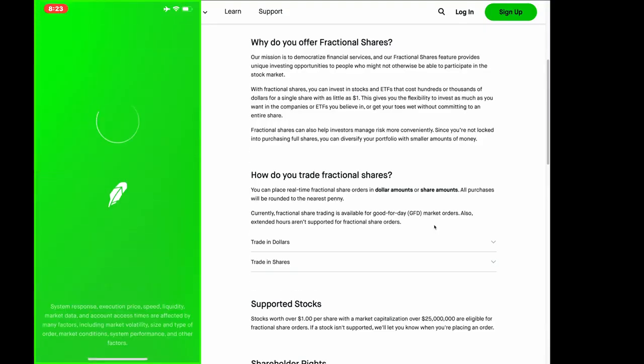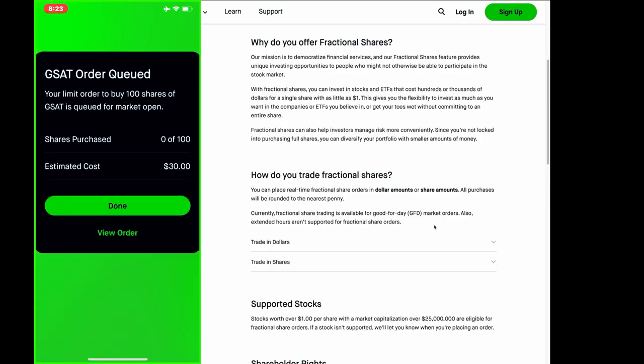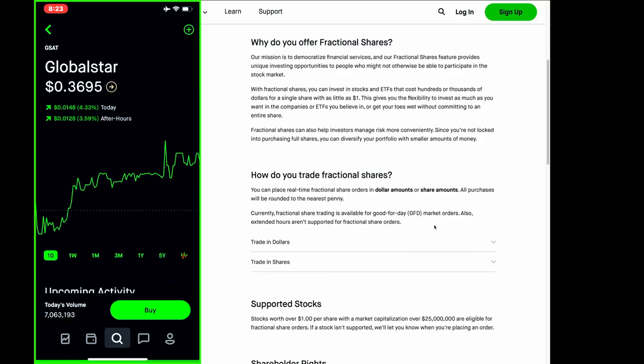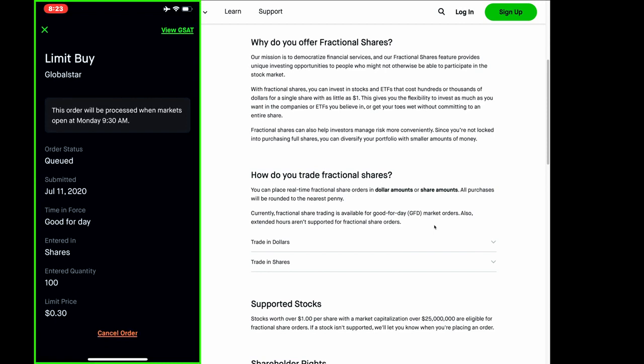Now let's swipe up to get that order. There you go, 30 bucks. Let's view the order. It's queued up for Monday. Put the order in today. Good for the day, Monday until 4 p.m. And I'm going to buy 100 shares, possibly at 30-cent limit price or better.